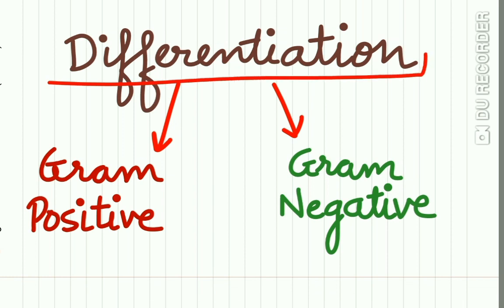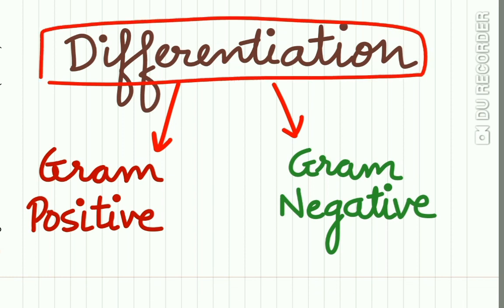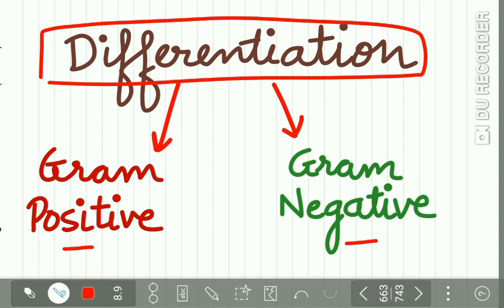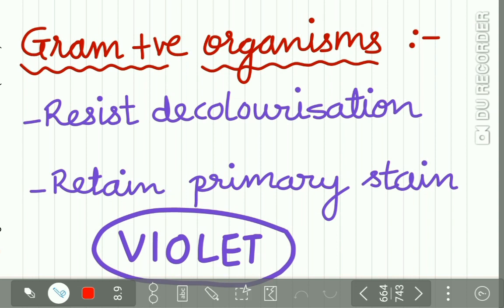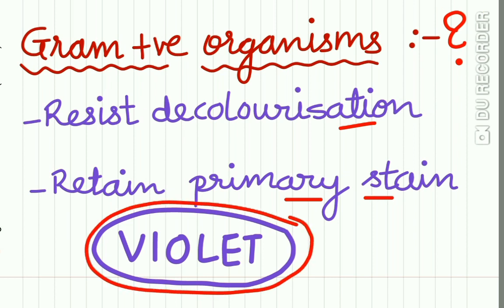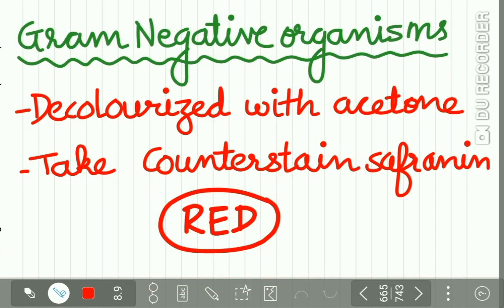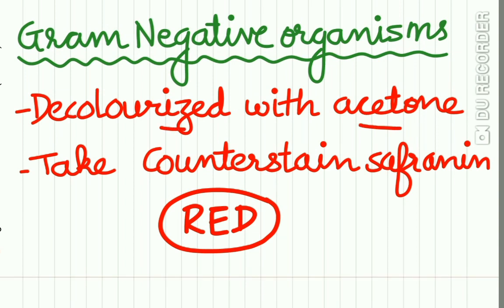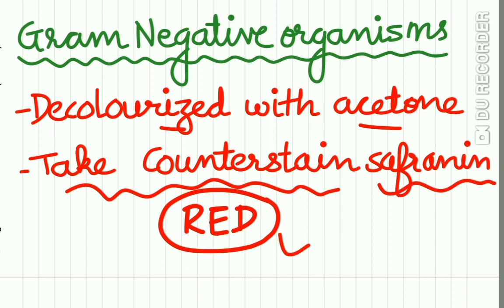Now the gram stain differentiates the organisms into gram positive and gram negative. Why do gram positive organisms appear gram positive? Because they resist the decolorization and retain the primary stain, that is crystal violet. So the gram positive organisms appear violet under the microscope. While the gram negative organisms get decolorized with acetone and take up the counter stain, that is safranine. So they appear red in color.